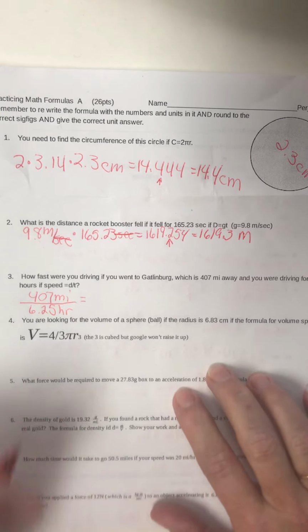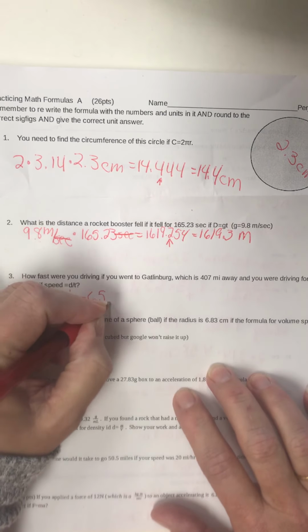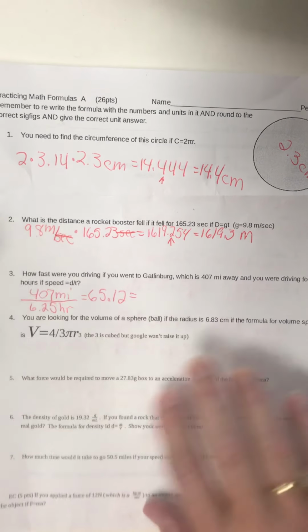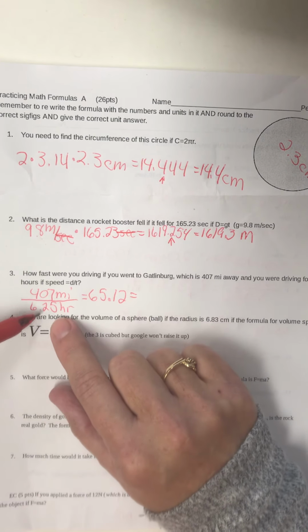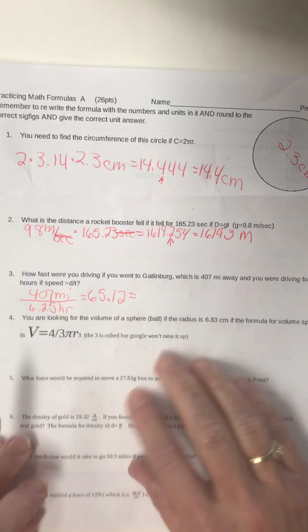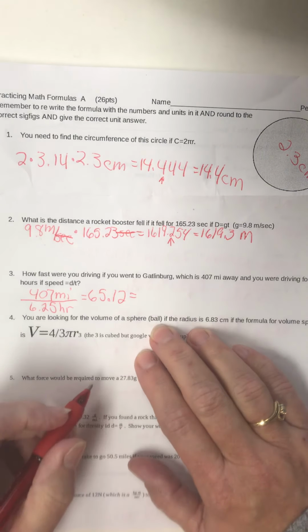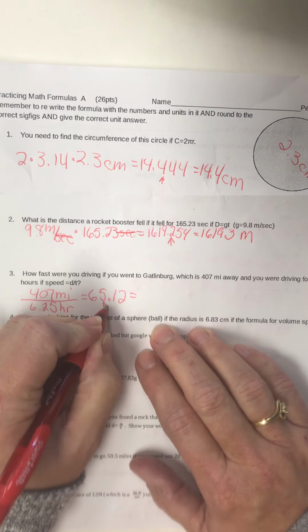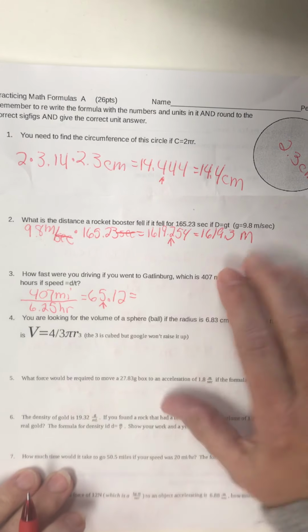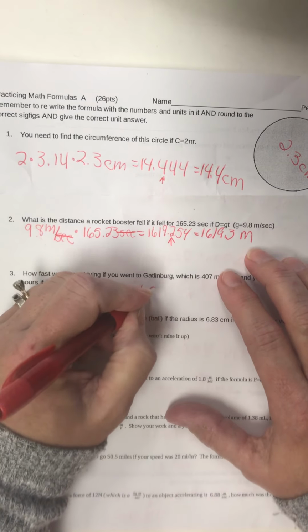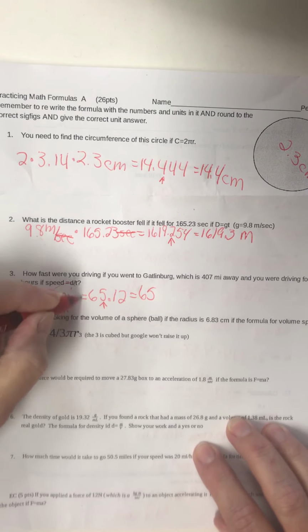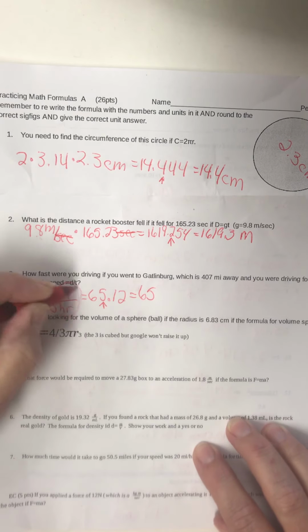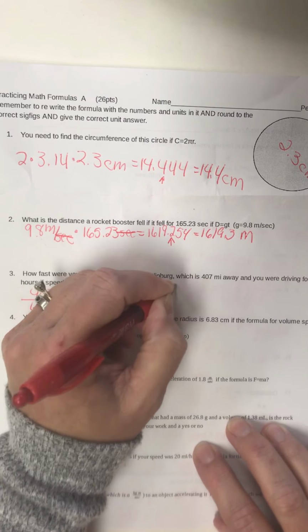The number I actually get is 65.12. This number has 0 decimal places. This one has 2. The least number of decimal places is 0, so I have to round my answer to 0 decimal places, which is this 5. The 1 makes the 5 stay the same, so your final answer is 65. Your units, if you wrote it like a fraction, some of you did not write it like a fraction, your units are miles per hour.